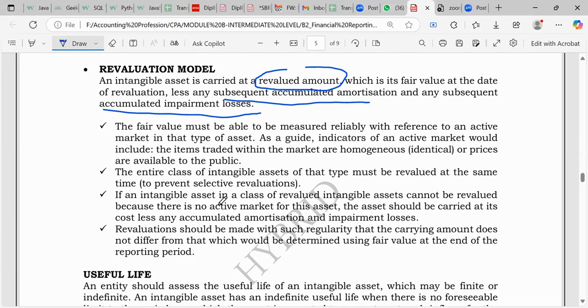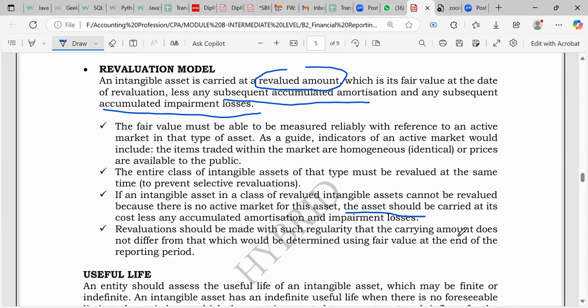But also, if an intangible asset in a class of revalued intangible assets cannot be revalued because there is no active market, you need to revalue it, but unfortunately, you cannot get the fair value. What can you do now? In that case, we say the asset should be carried at its cost, less any accumulated amortization and impairment loss. That will be the closest approximation, because you won't have the fair value.